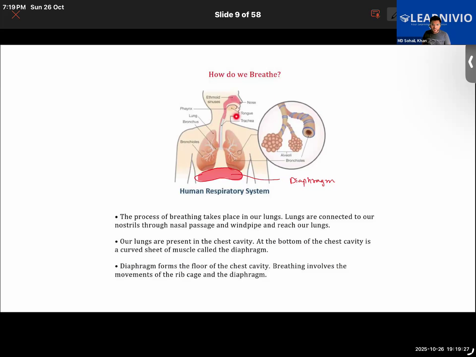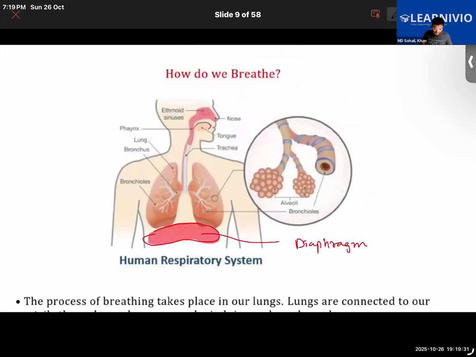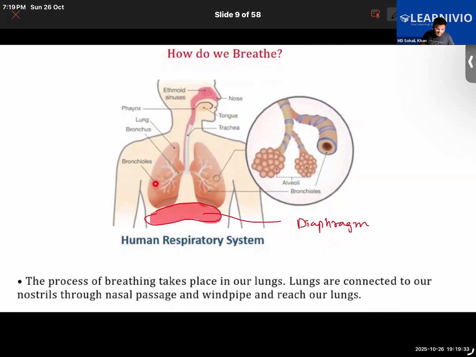So the process of breathing mainly takes place in the lungs, but it is connected to our nostrils actually. So look over here. First of all, you look at the lungs. This is the lung. Inside the lungs, you will see this branched structure. It looks like the branch of a tree. At the end of the branch structure, you have balloon-like structures. That is called alveoli.